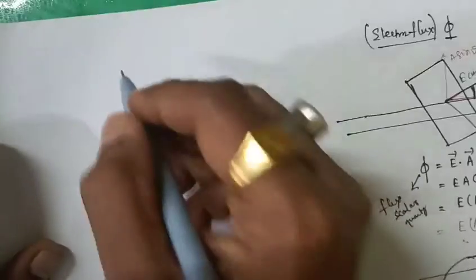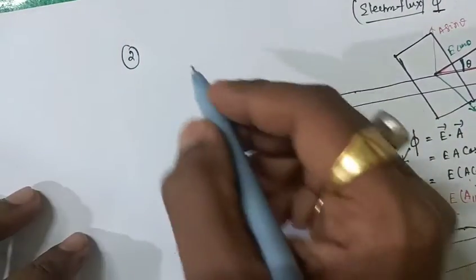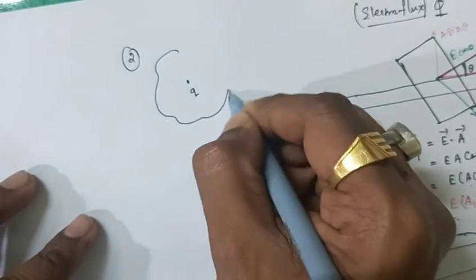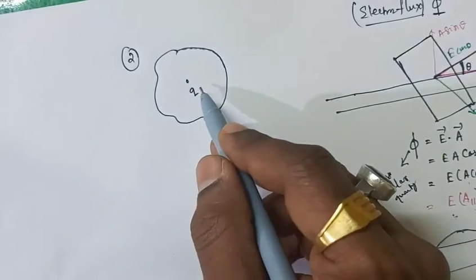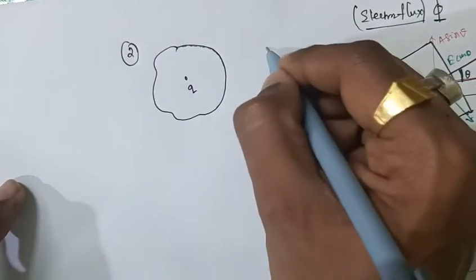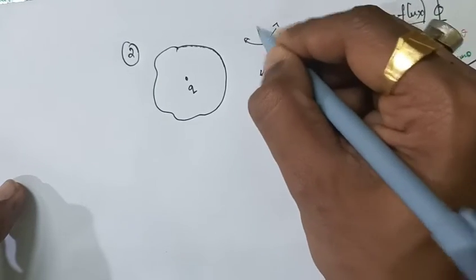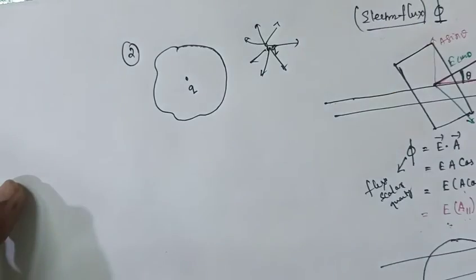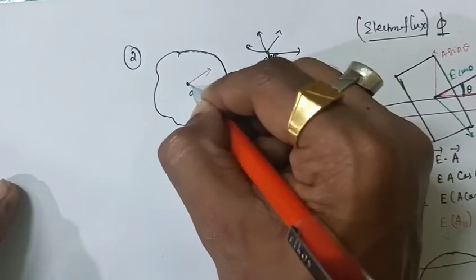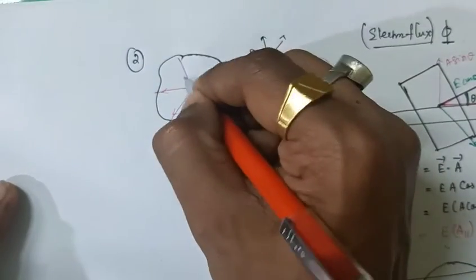The second most important point that one has to remember: if a charge is enclosed within a closed surface, this is a point charge. So for a point charge, there will be some electric field, because if a positive charge is here, each and every time the electric field lines will be radially outwards. So a point charge is here and it is enclosed within a closed surface, so definitely the field lines will pass like this from this charge, and it is radially outward.